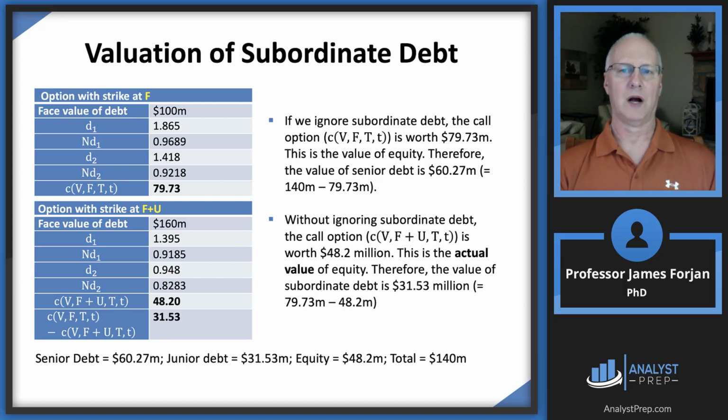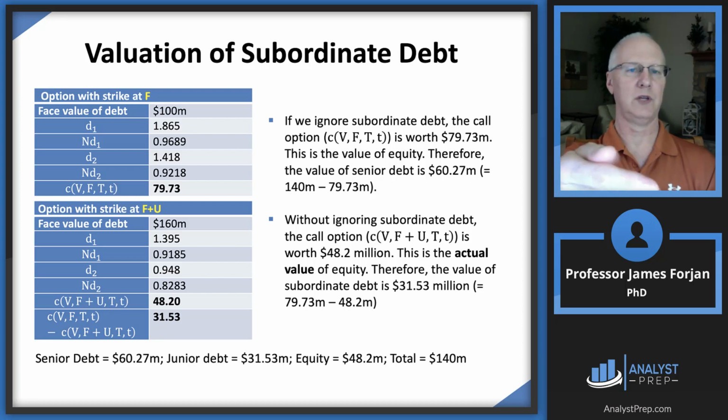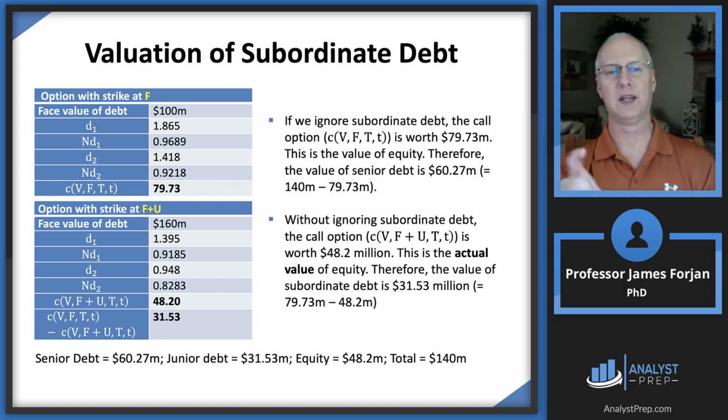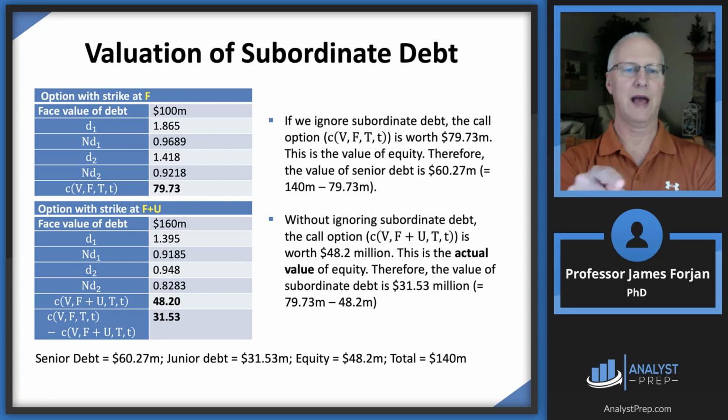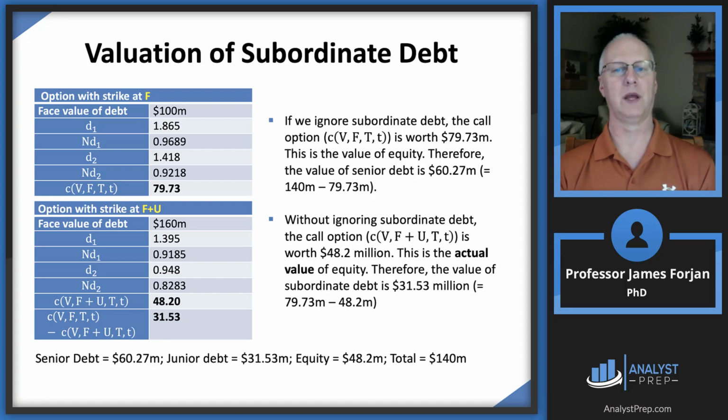Now I'm not sure why the textbook does it in this manner, but it does. So let's look at that first block point over on the right. If we ignore the subordinated debt, the call option is going to be worth about, what is that, about 80 million. Let me go ahead and round. So there are the inputs and there are the outputs. So you can do the D1 and the D2. And notice we did this here using that second model, which is the one that I like. So if you do that, you get the 7973.